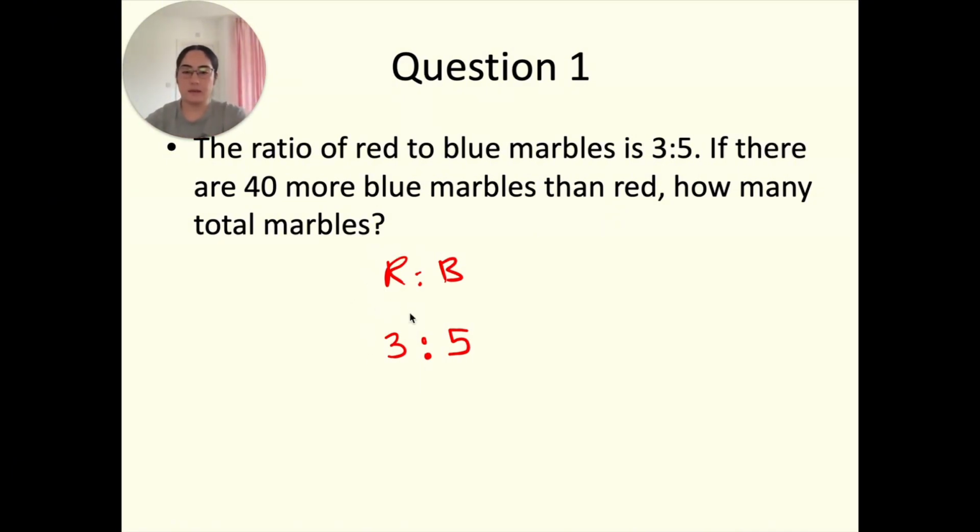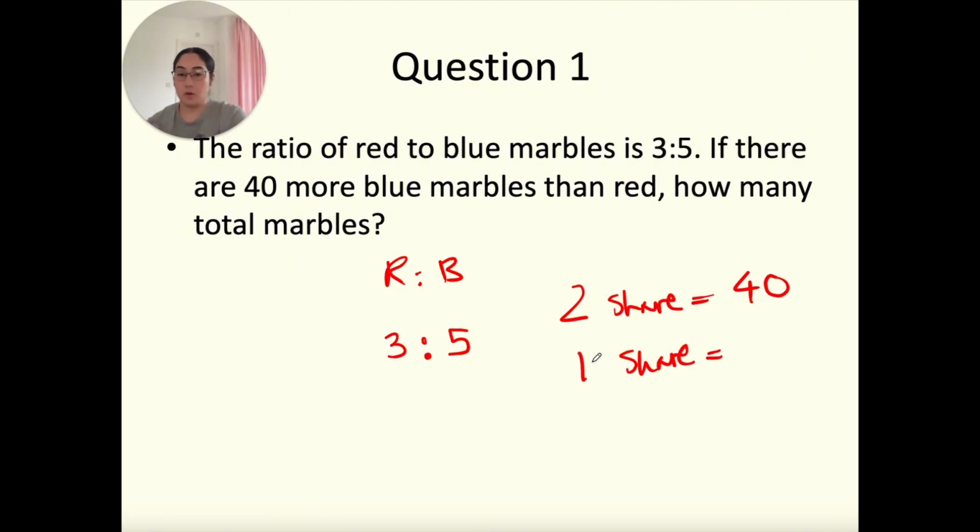So we look at the number of shares. Red, there are 3 shares that belong to red and 5 shares that belong to blue. Now we look at the difference between them. There are 2 more shares for blue in comparison to red, right? So that means that the 2 additional shares is equal to 40 marbles. So from that we can find out what 1 share would be equivalent to. To go from 2 to 1, we divide that by 2. We're going to do the same here, and it gives us 20. So then we know 1 share is equal to 20.